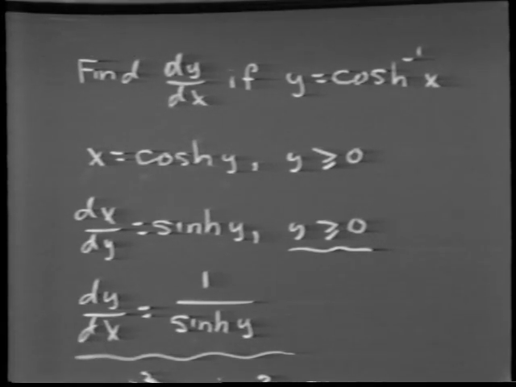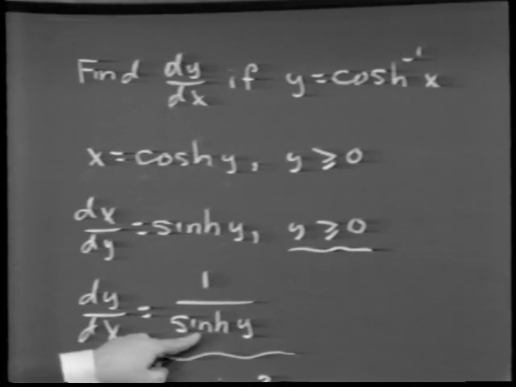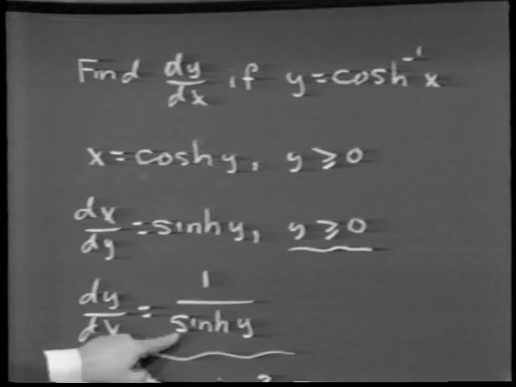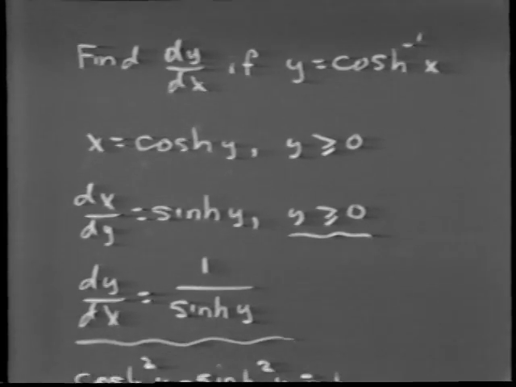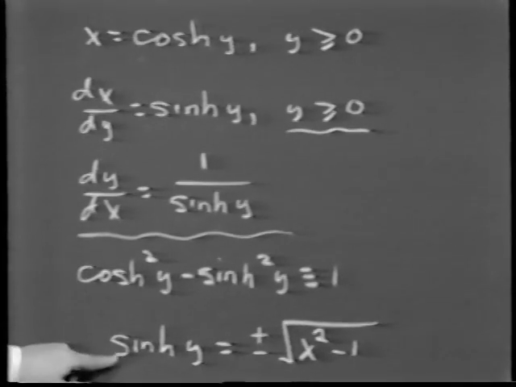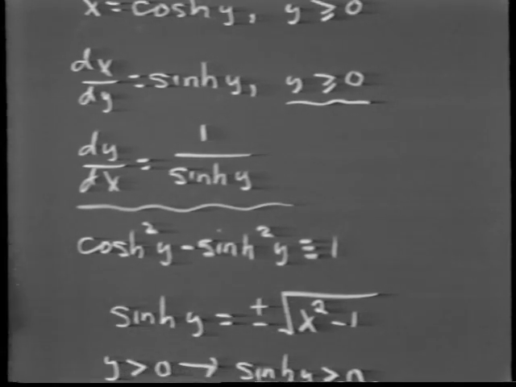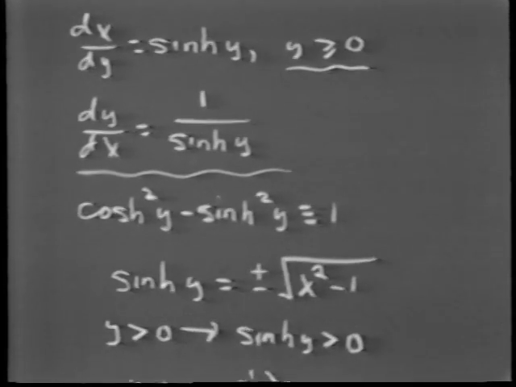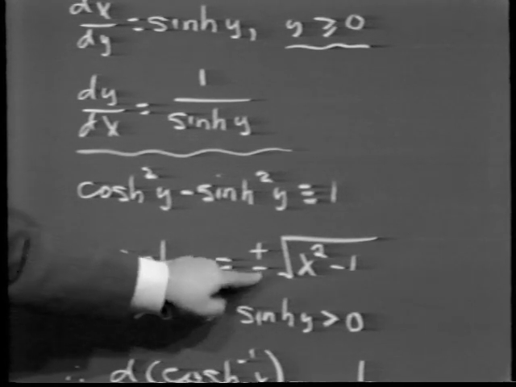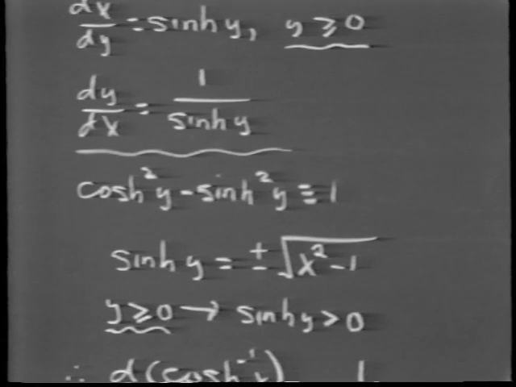and this would be a correct answer, except, as usual, we would like to be able to express dy/dx for a given value of x. What we do now is, remembering that x is cosh y, we invoke the identity again. Cosh squared y minus sinh squared y is 1, from which we can solve and find that sinh y is plus or minus the square root of x squared minus 1. And by the way, I'm not going to remove the extraneous sign here, because in a certain manner of speaking, it is only extraneous because we are imposing the condition that y is positive.